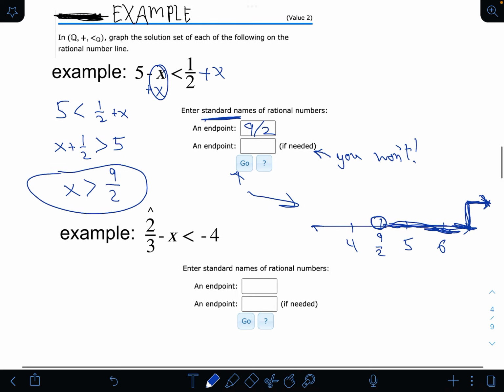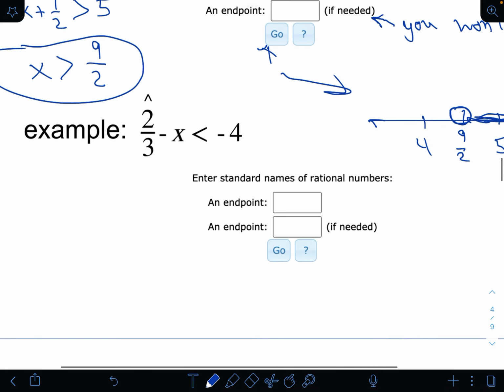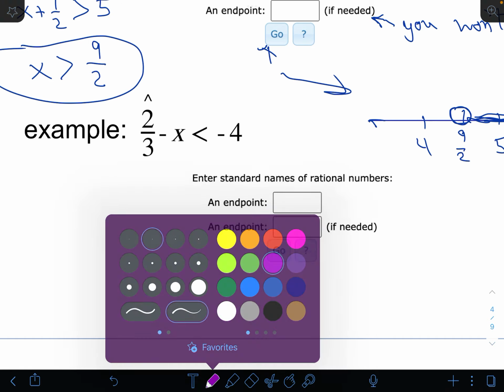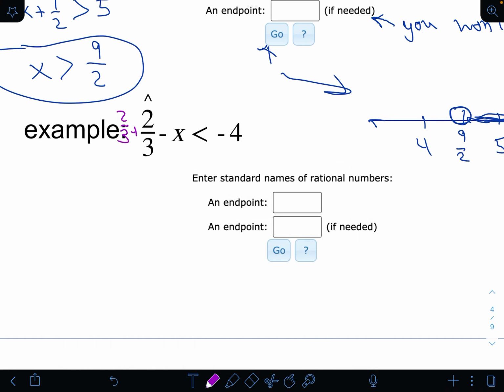What do you think? Let's try another one. So if I had negative 2/3 x minus 4 is less than negative 4. All right, as I look at this, I know that this is negative 2/3. If I take positive 2/3, I'm just going to change up the color here to contrast with the one above it. If I add 2/3 to both sides of this, fine, that'll make that go poof.